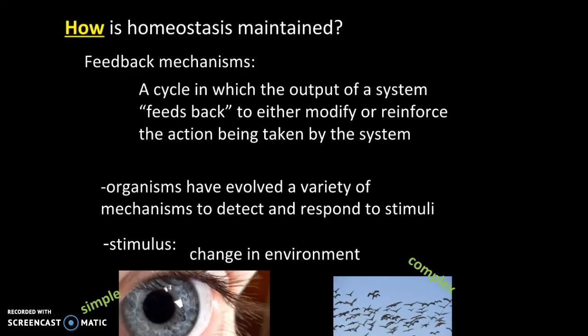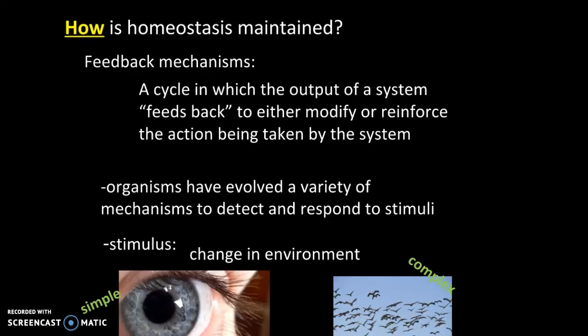Feedback mechanisms are cycles in which the output of a system feeds back to either modify or reinforce the action being taken by the system. Whoa, huge definition. All this means is that the output of the system will either shut down the system or cause the system to stay on and keep working. That's all that means. There's a lot of different types of feedback mechanisms, and organisms have evolved a variety of ways to detect and respond to stimuli that will engage these feedback mechanisms.